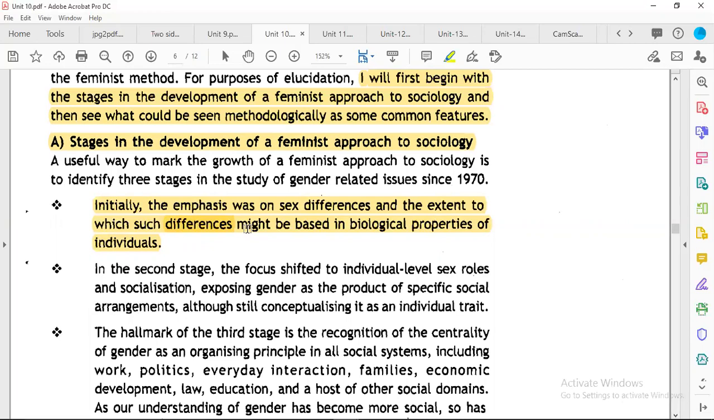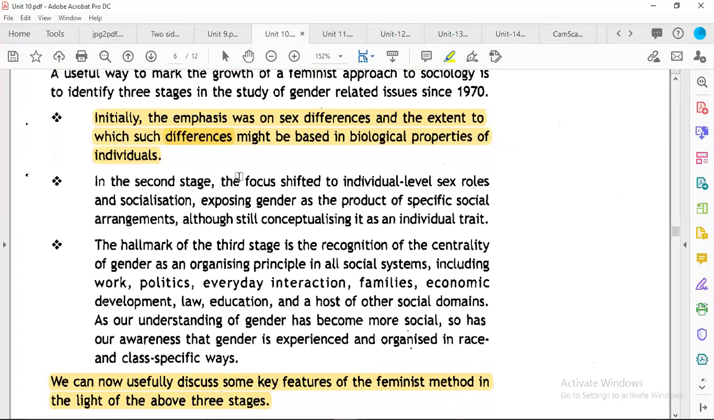So the first stage is related to the idea that there is a difference between male and female, and that difference is only the biological difference, not any kind of other difference except biological. In the second stage, the focus shifted to individual level sex roles and socialization, exposing gender as the product of specific social arrangement, although still conceptualizing it as an individual trait. So, in the first stage, we learned that the difference between male and female is only a biological difference, nothing more than that.